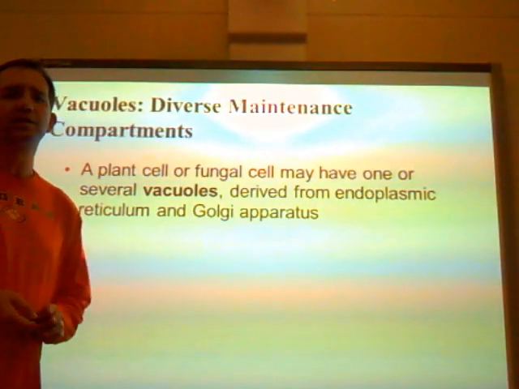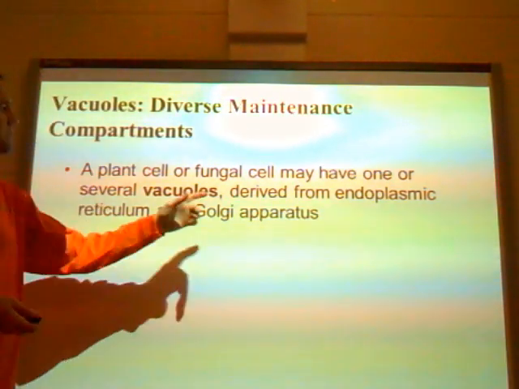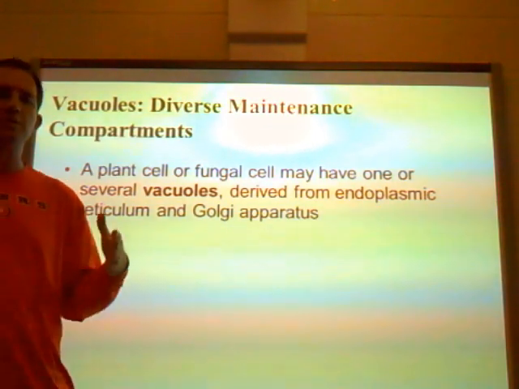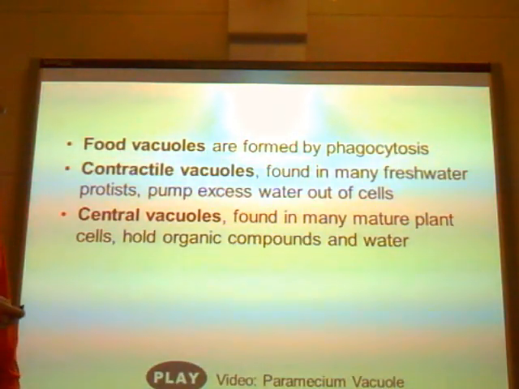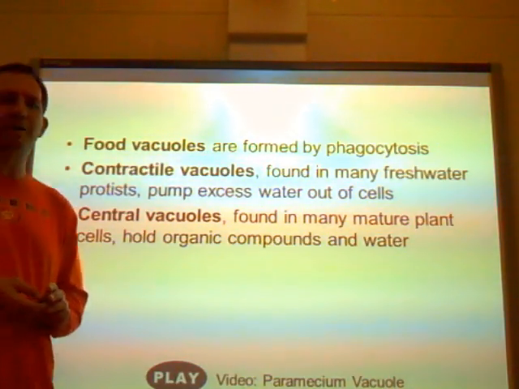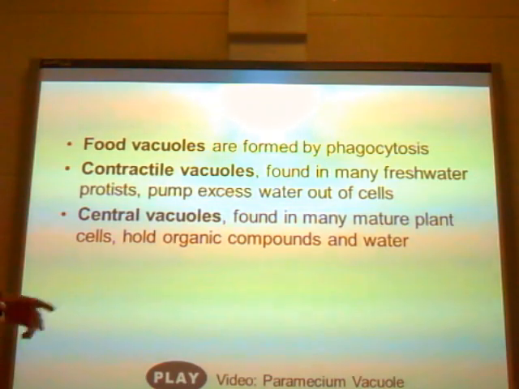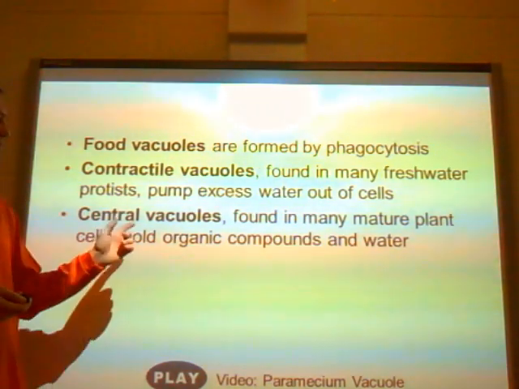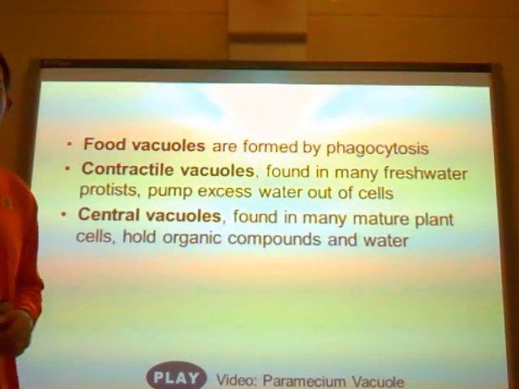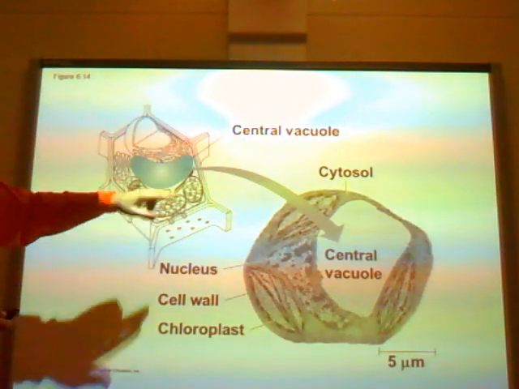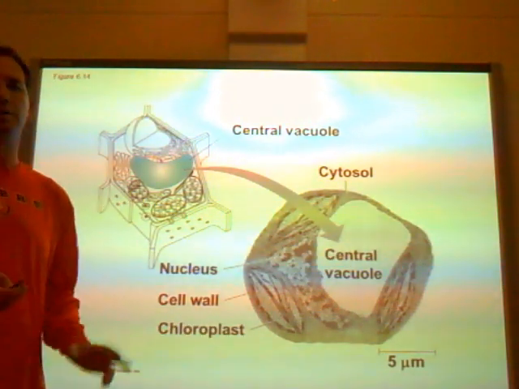Vacuoles are something that plant cells and fungal cells have that animal cells do not. These vacuoles are actually going to be storage facilities. They are derived from the endoplasmic reticulum and the Golgi apparatus. Food vacuoles are formed by phagocytosis when these things are brought in. There are also what are called contractile vacuoles, and then central vacuoles. The central vacuoles will hold organic compounds and water, and these are going to be found in a lot of our mature plants. And here you can see a picture of that central vacuole, a major storage facility inside of our plant cells.